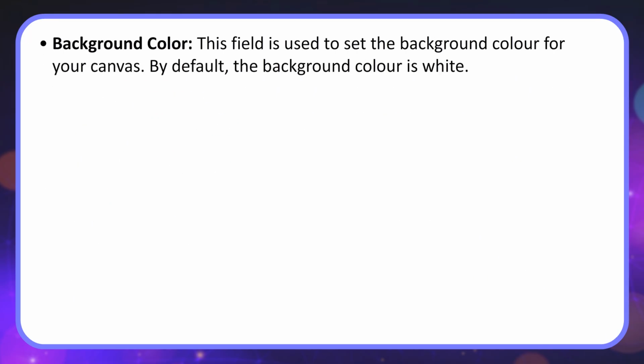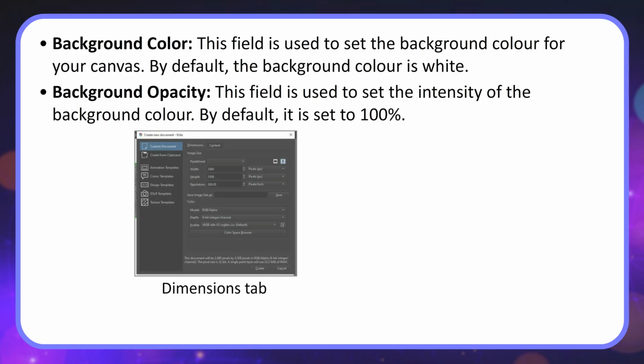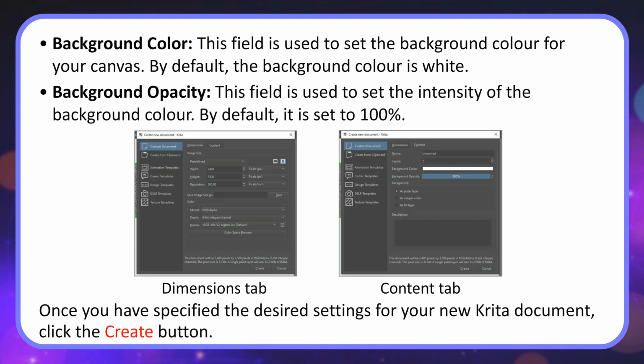Background color. This field is used to set the background color for your canvas. By default, the background color is white. Background opacity. This field is used to set the intensity of the background color. By default, it is set to 100%. Once you have specified the desired settings for your new Krita document, click the Create button.